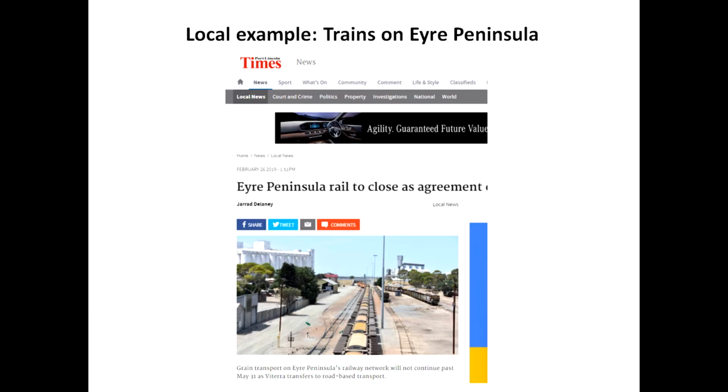A quick case study. In the grain growing area of the Eyre Peninsula in South Australia, there has for some time been a network of railway systems carrying the grain to port for shipping. The railway line and operations were privatised some time ago. This season the company decided, for reasons that still aren't totally clear, that they were not going to operate and that they were effectively mothballing the railway line and taking the trains to do work elsewhere. This meant that trucks were going to have to do the grain haulage.